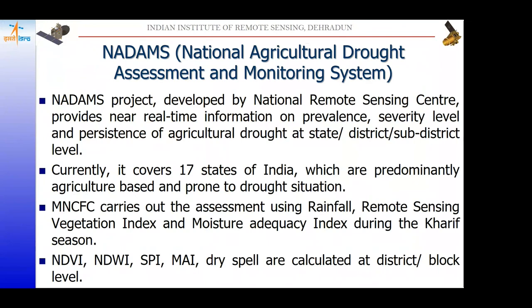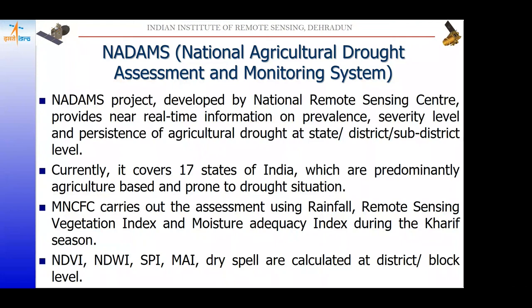Now come to the next, which is the NADAMS project. NADAMS is the National Agriculture Drought Assessment and Monitoring System, which is a brainchild of NRSC, National Remote Sensing Center, Hyderabad, part of ISRO. Very first they framed the methodology related to agriculture drought assessment at the state level, district level, and sub-district level, and they ultimately covered 17 states of India, which are predominantly agriculture or agriculture potential production regions, and are also prone to drought situations.